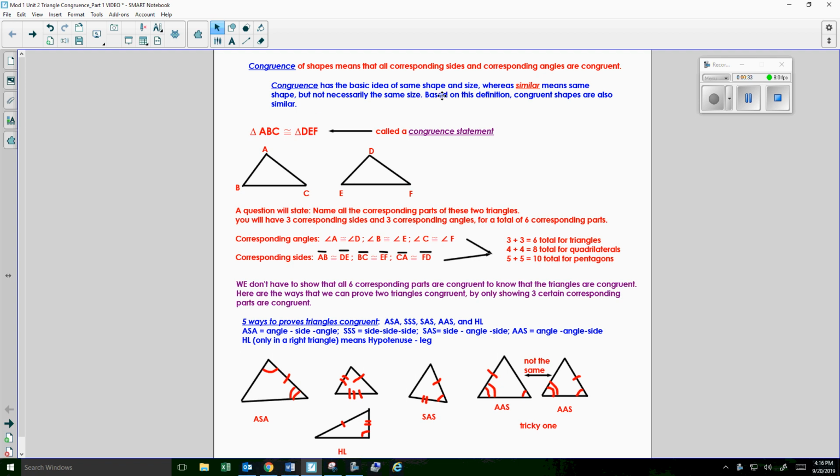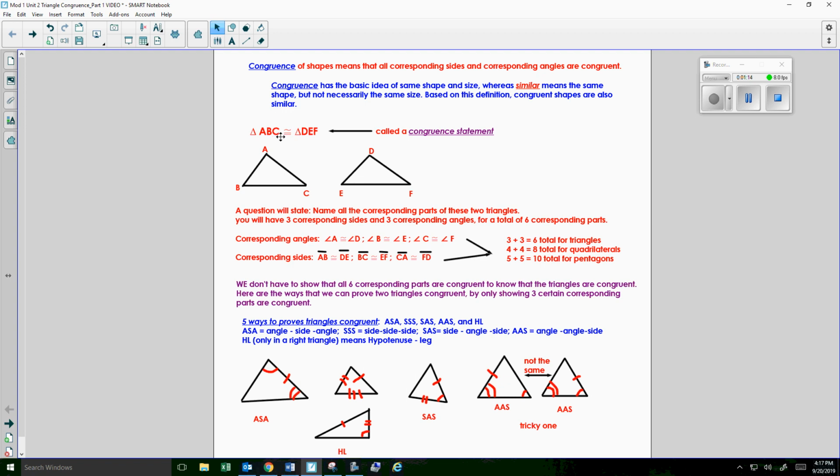Congruence has the basic idea of the same shape and size. So exactly the same. Where similar means the same shape, but not necessarily the same size. It could be bigger or smaller, but it's going to be the same shape. Based on this definition, congruent shapes also are similar. So a congruent shape would be a one-to-one similarity. It could be 2-to-1, double the size, or 3-to-1, triple the size, or 4-to-3, whereas congruence would be a 1-to-1.